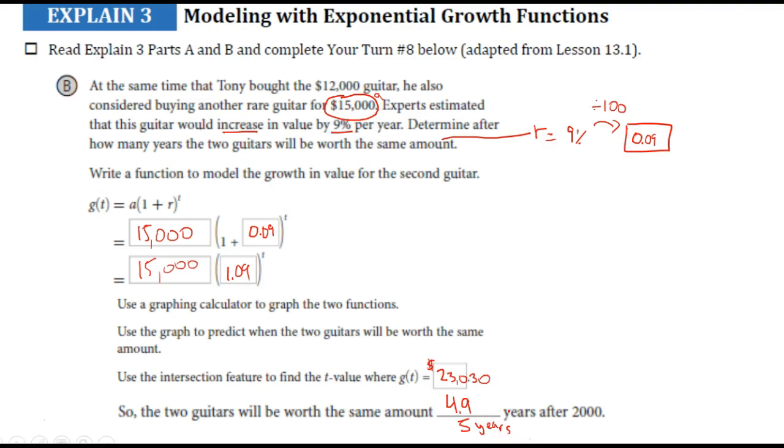Just like it says in your packet, go ahead and stop here and try to do the problem for Explain 3, and we'll be back with the next section.